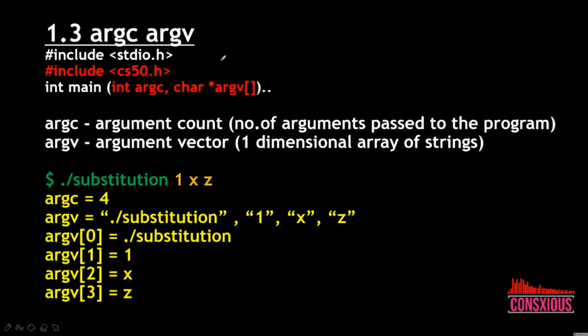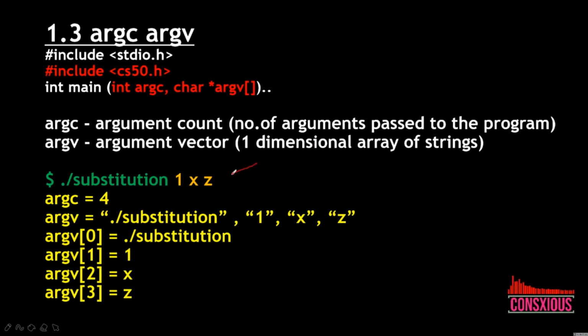Before we go to the next sections, we have to understand what argc and argv are. To use these, we have to include cs50.h. These are two arguments, argument count and argument vector. argc is the argument count, the number of arguments passed to the program. argv is the argument vector, a one-dimensional array of strings.